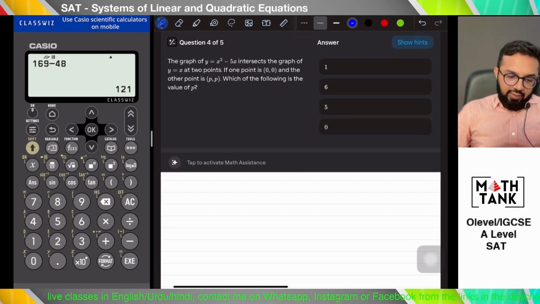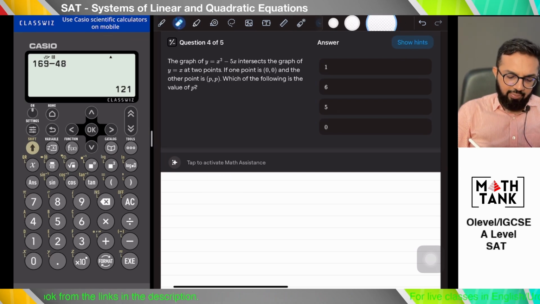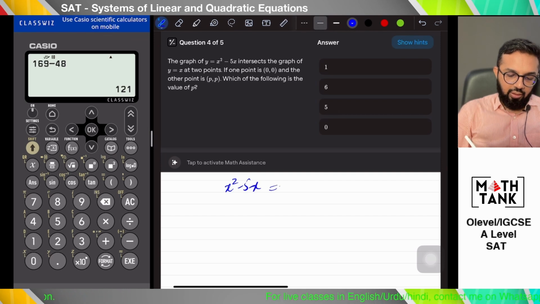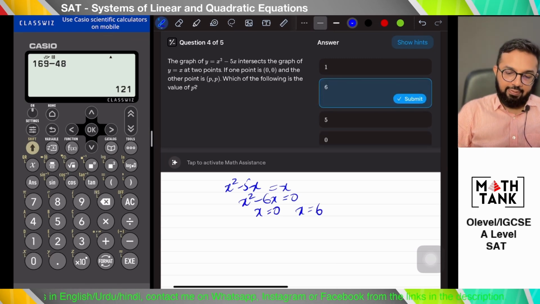Okay, the graph intersects the curve of y equals x at 2 points. If one point is 0, 0, and the other point is 3p, which of the following is the value of p? So I think I'll have to solve simultaneously. Okay, x squared minus 6x equals 0, x equals 0, and x equals 6. So 6.